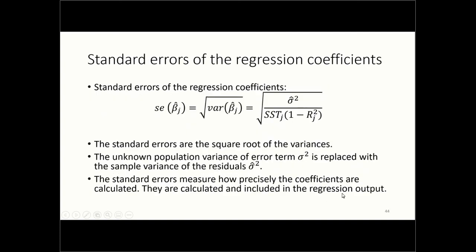So plugging in this expression into the variance formula, notice that the standard error of the regression coefficient is the square root of the variance. And this was the variance formula that I had before in the previous slide, only that I have replaced sigma squared with a hat coming from the regression. This is the estimation coming from the regression. So here, the standard errors of a coefficient measure how precisely these coefficients are calculated. We also see the standard errors included in the regression output, and we would be interpreting these later on.